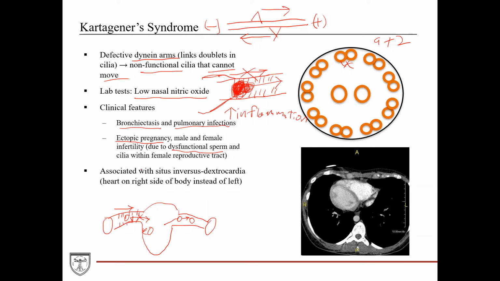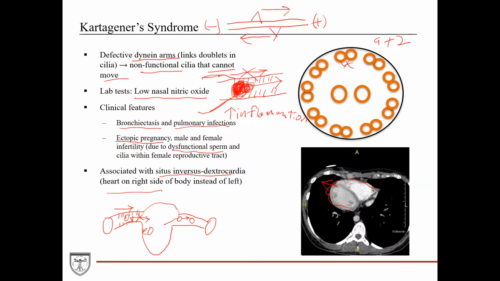Lastly here, we'll just mention that Kartagener syndrome is associated with situs inversus dextrocardia, which essentially means that the heart is on the right side of the body instead of the left, and also the apex of the heart is pointing towards the right. So this is actually a CT scan from a patient with Kartagener syndrome, and you can see that the apex of the heart is pointing towards the right versus the left.